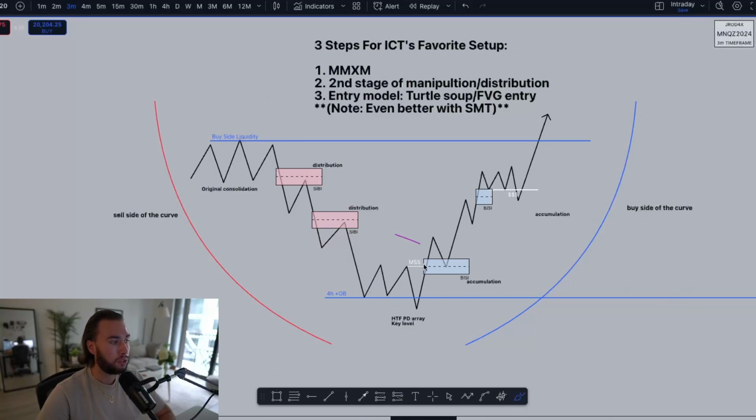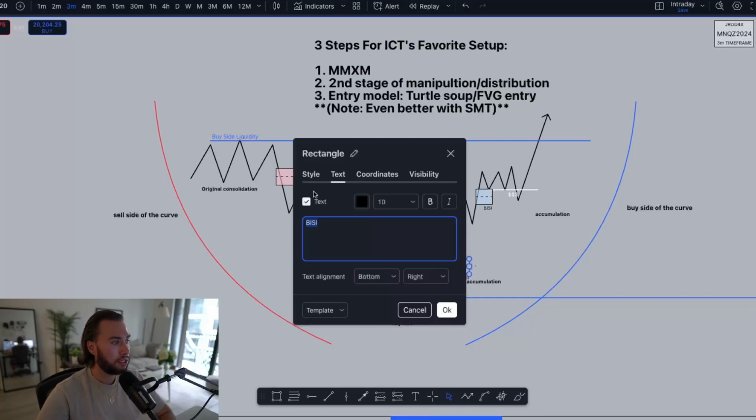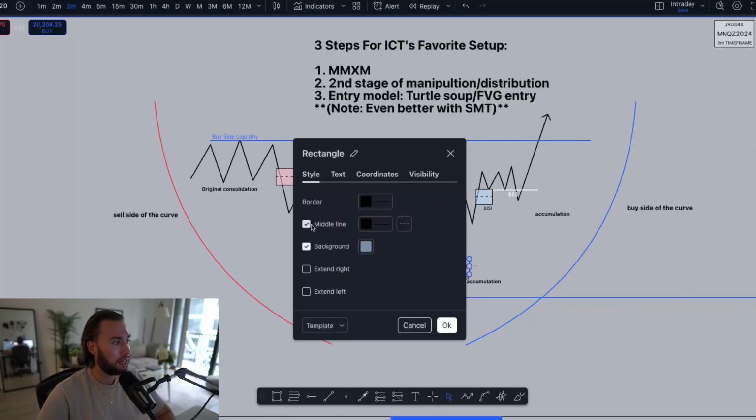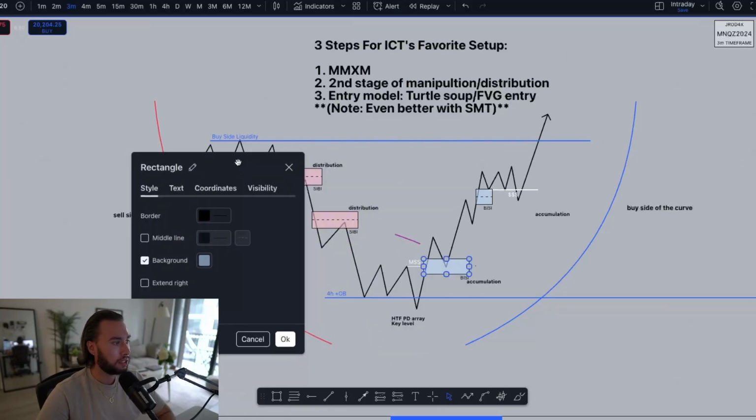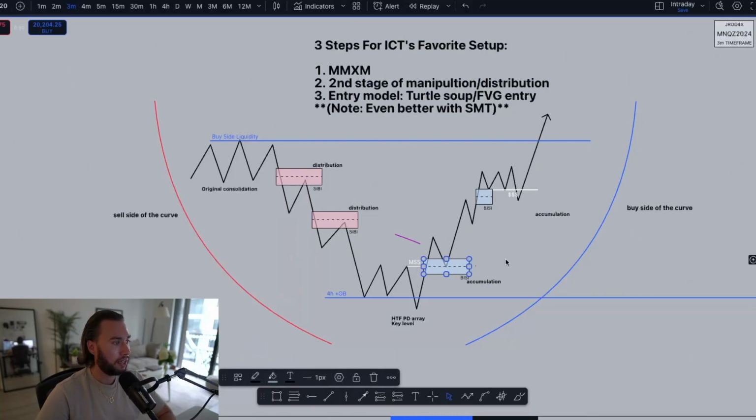Now, one of the key things with these inefficiencies or fair value gaps is you want price to remain above or right at the 50% level on the buy side of the curve. And then on the sell side of the curve, you want price to remain below the 50% level or right at the 50% level. So on TradingView, if you don't have this setting turned on for the rectangles, you can come to Style and then select Middle Line. And what that's going to do is basically make that 50% level either show or hide. So this is a key thing that I like to use when I'm trading.